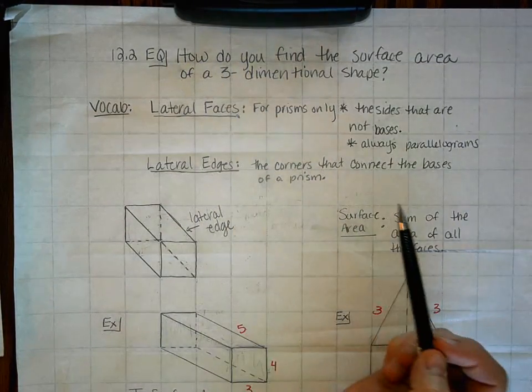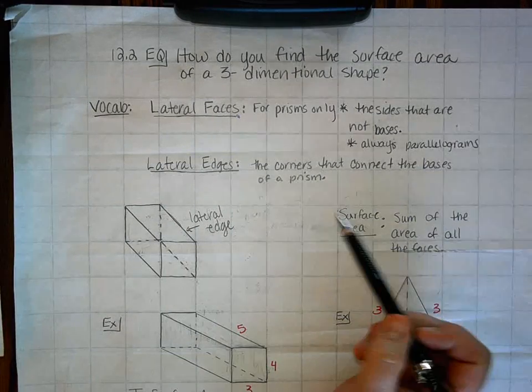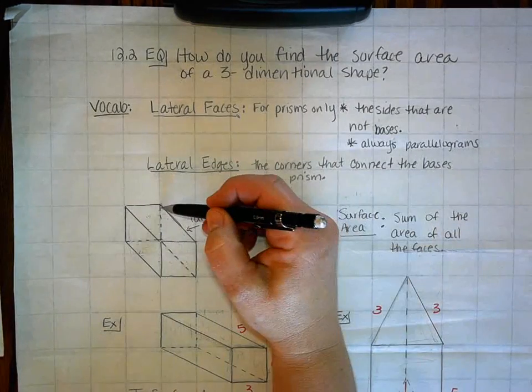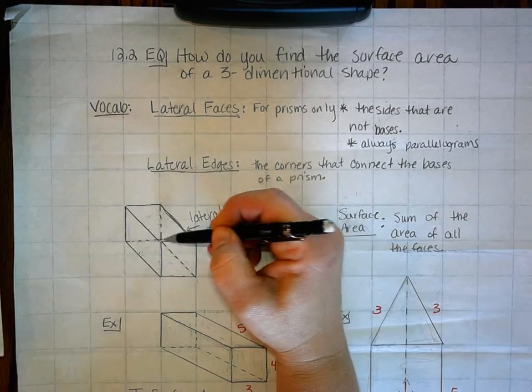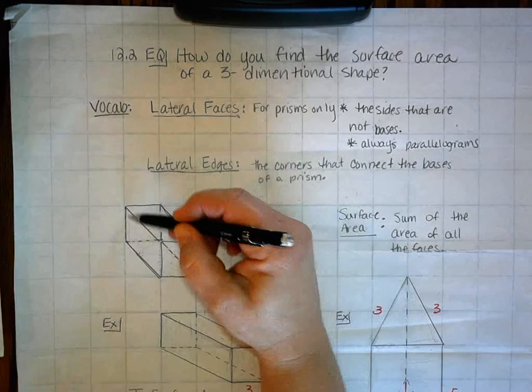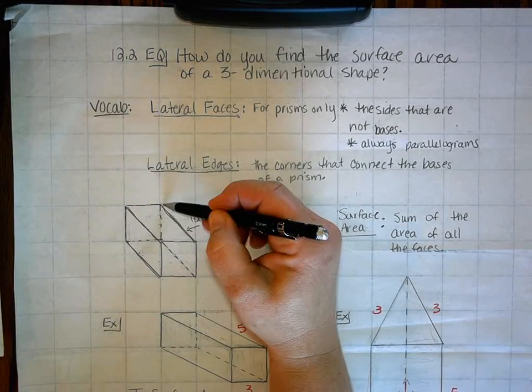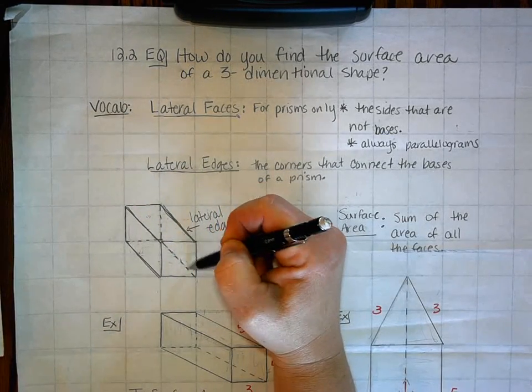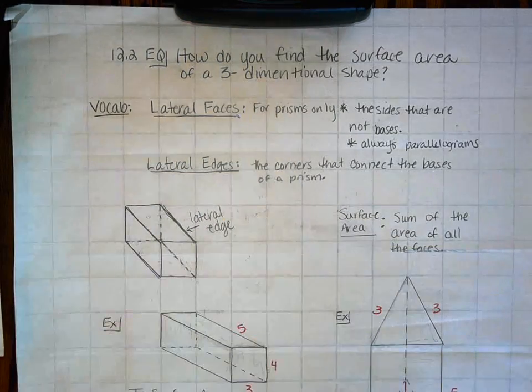The second word is the lateral edges, and those are the corners that connect the bases of a prism. So the lateral edges are these corners that go around: this one in the back that we can't see, it's dotted, this one down here on the ground, and this one up here in the air. So there are 4 lateral edges, okay, in this particular shape.